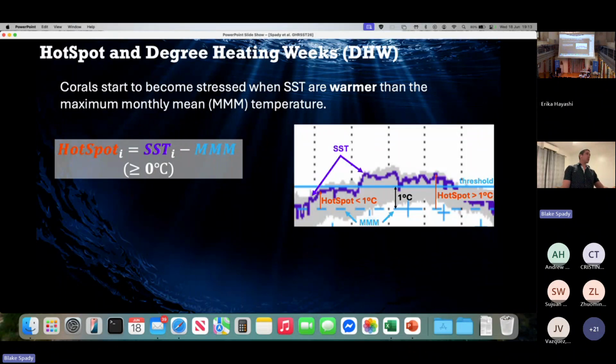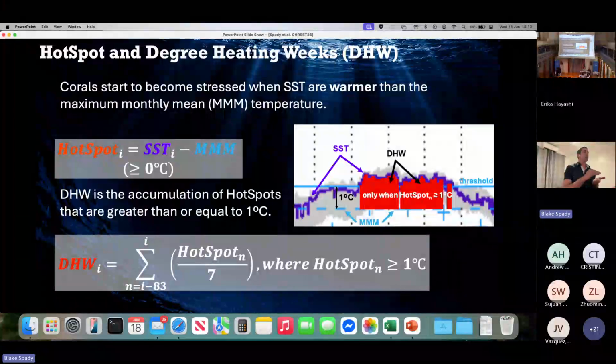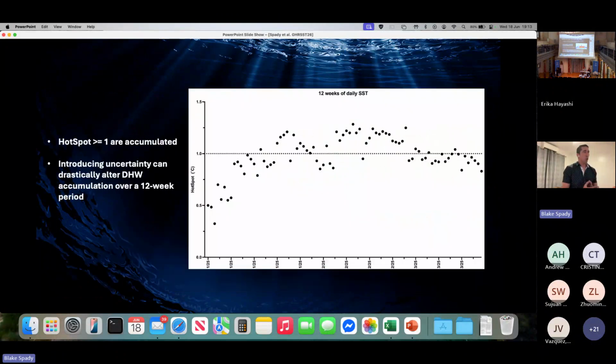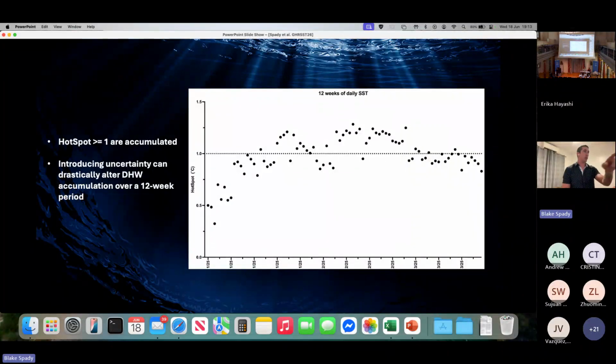So again, corals start to become stressed when that SST is warmer than the climatology, and we only begin accumulating those into our degree heating week, which is our metric for predicting bleaching, when those SSTs are at the MMM+1. So when we have here 12 weeks of daily SST, and we have that dotted line going across the graph there, that's our threshold for accumulation into the DHW product. Only those days in which that SST is above that line are going to be accumulated into the product.